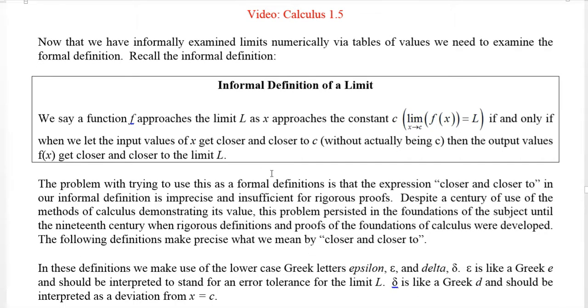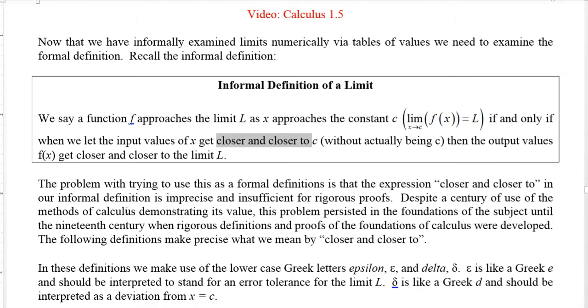Well, the problem is this expression "closer and closer to." That's not really precise, okay? And so that's going to be insufficient for rigorous proofs. Now, this type of terminology, or something similar to this, was what was introduced by Leibniz and Newton when they invented calculus or discovered calculus.